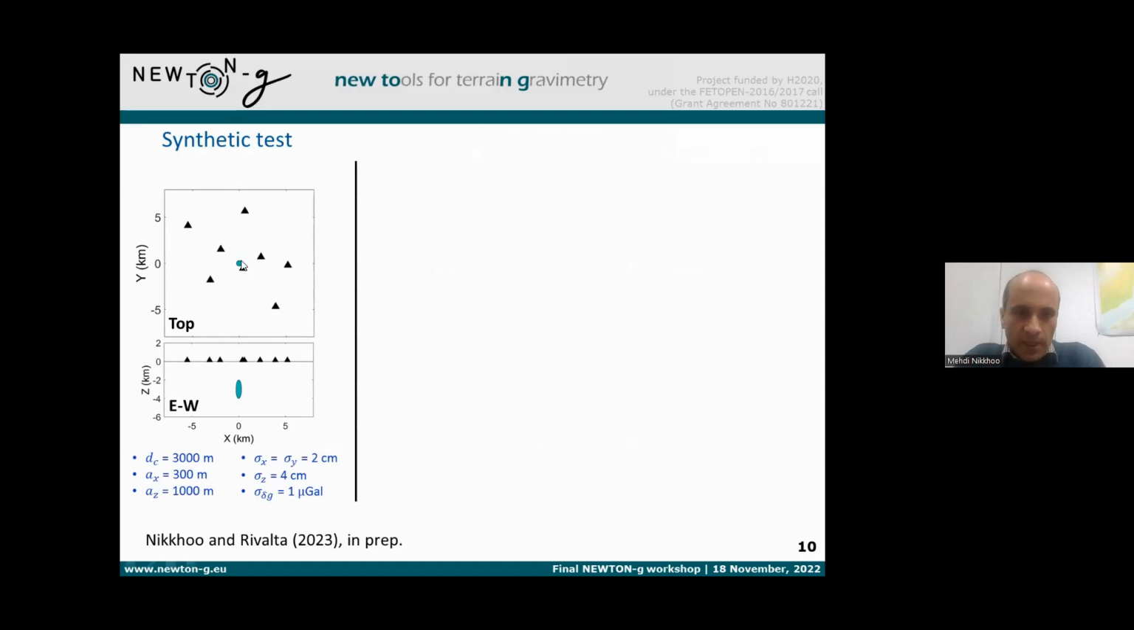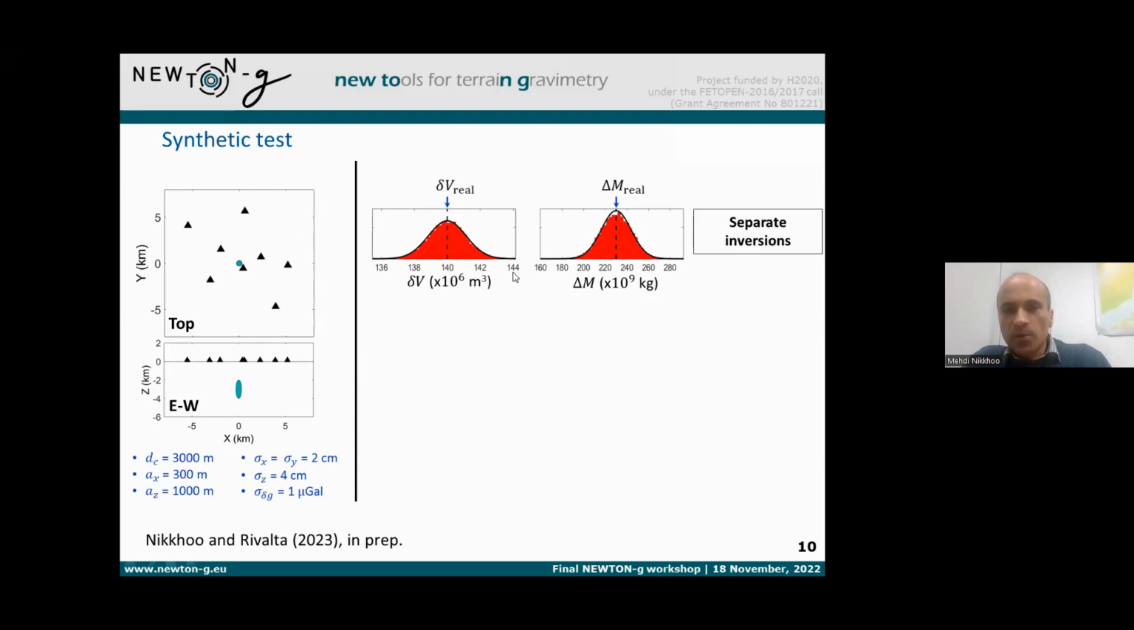this case we have a source of pressurization. You see the cross section and the top view here. The triangles represent GPS and gravimeters. So we have all the horizontal and vertical displacements and the gravity changes at all of these stations. So we use all of the observations to constrain the source parameters.